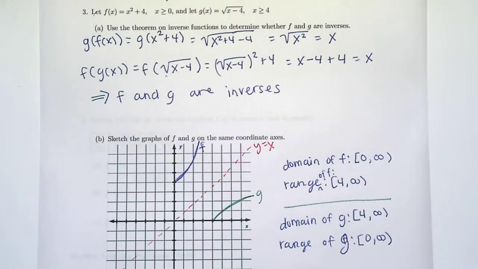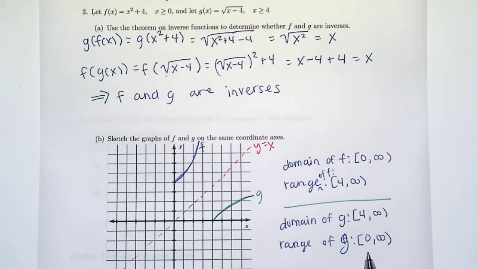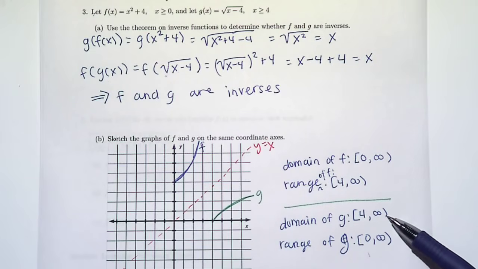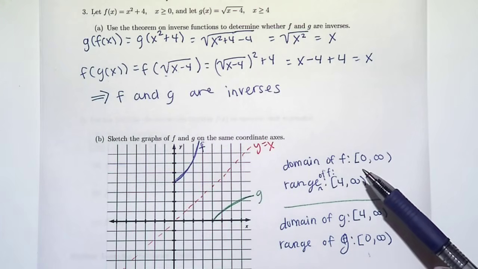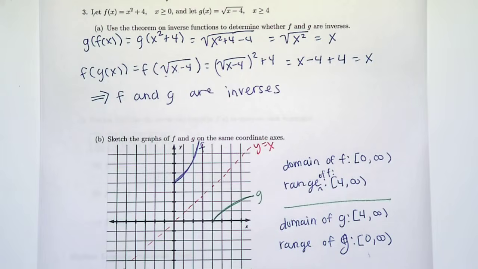Now these should look similar, right? What do we notice here? The domain of f is the exact same as the range of g, and the range of f is the exact same as the domain of g. So they're opposites. The domain of one function is the range of its inverse, and the range of the function is the domain of its inverse. So that's something to remember.